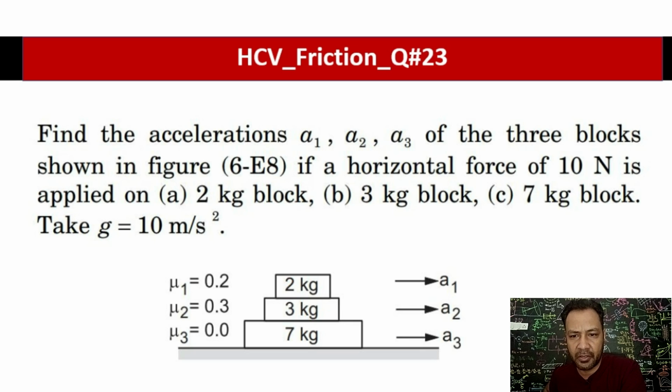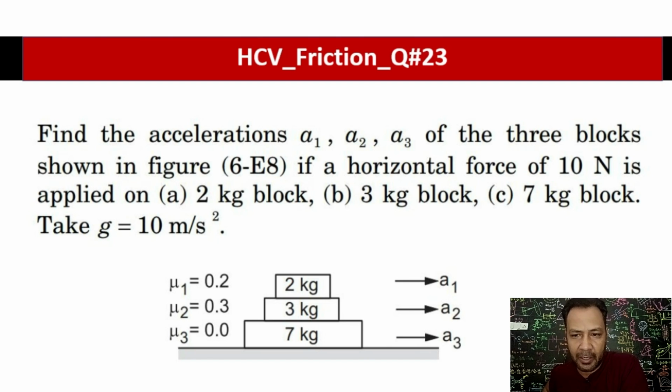Between 2 kg and 3 kg it is given to be 0.2. Between 3 kg and 7 kg the coefficient of friction is 0.3, and there is no friction between 7 kg and the horizontal surface. Now a horizontal force of 10 Newton is applied on the first block of 2 kg, then the block of 3 kg and then the block of 7 kg. We have to find the accelerations A1, A2, A3 of all 3 blocks in all the 3 cases, and we take g equal to 10 meters per second squared as we normally take.